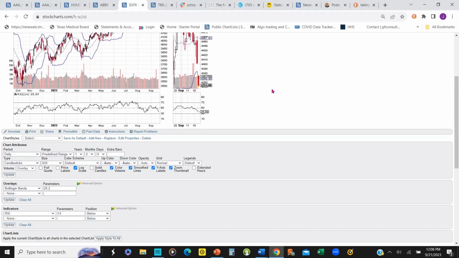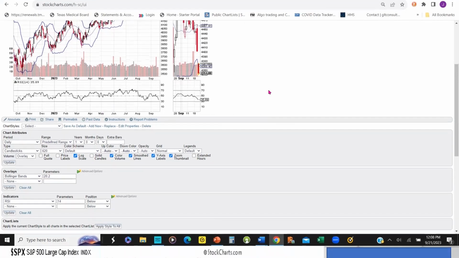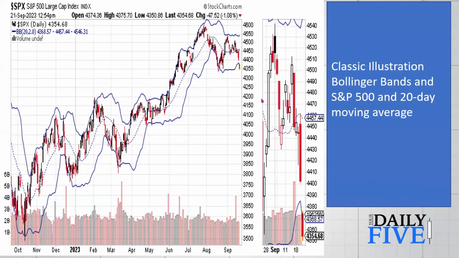So first thing to do, obviously, once you understand the Bollinger Bands, is how to set them up on your trading rig. All right, so let's look at the classic illustration of Bollinger Bands, which is the S&P 500 and 20-day moving average. Quick overview here.